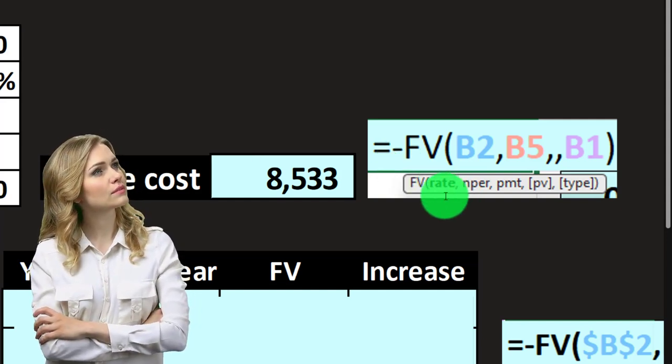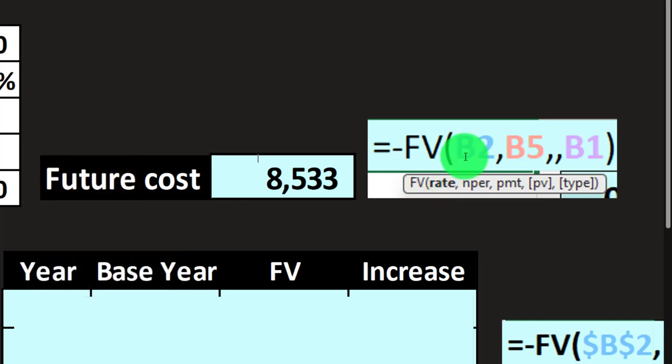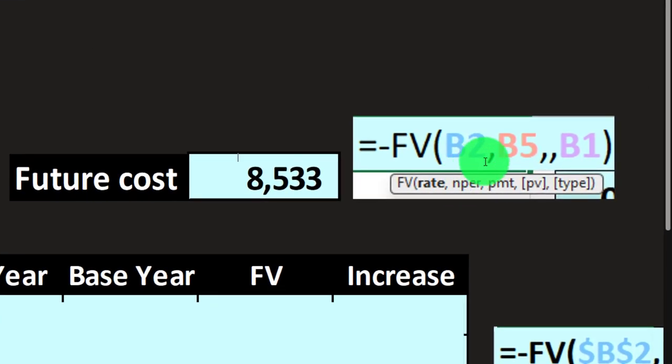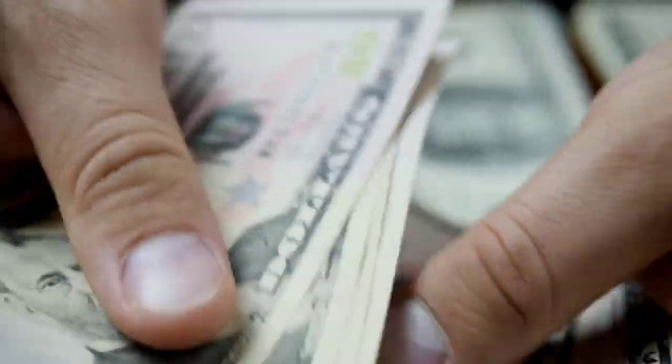The rate then, we get this nice little box down below that helps us pick this up, is in B2. So the rate would be that 2%. It's an annual rate, so we're just going to keep the 2%. The comma then would take us to the next argument, which would be the NPER, number of periods, represented here by B5, which would be that 10 years. And then comma. And notice that we don't have a payment, because a payment would be an annuity calculation.